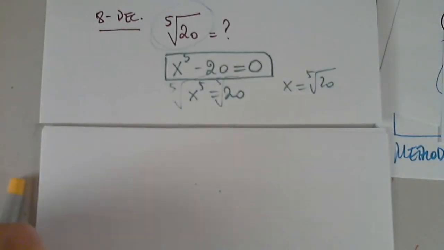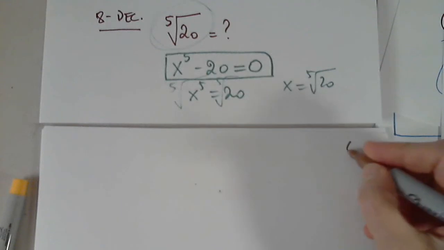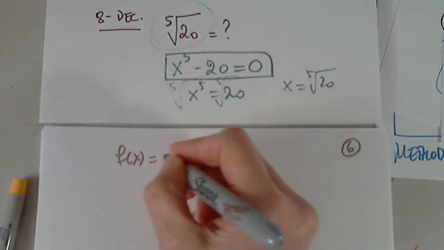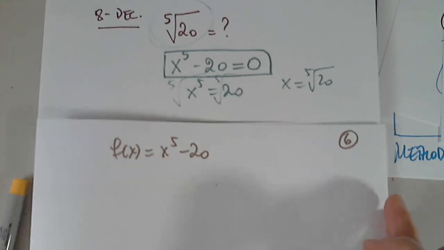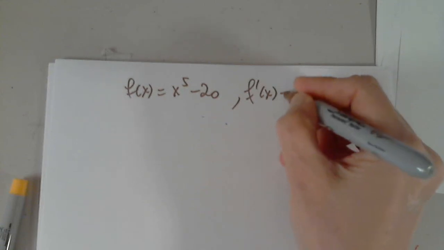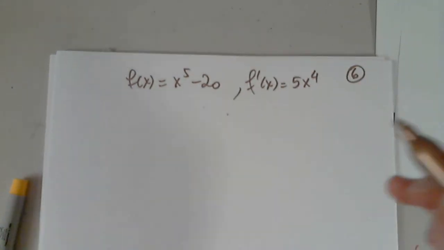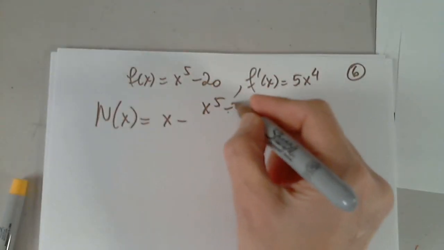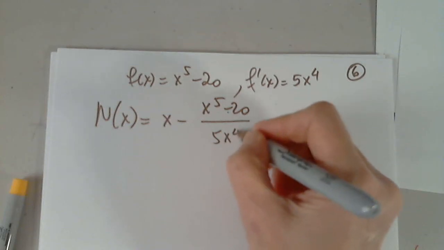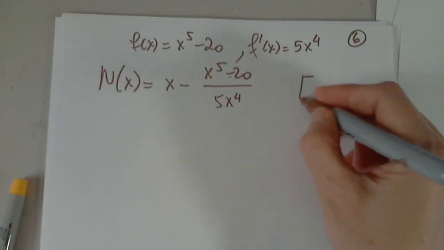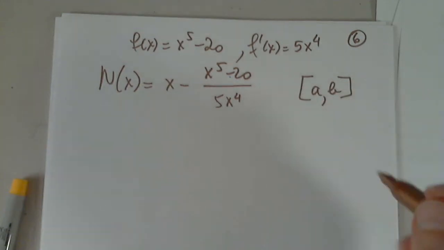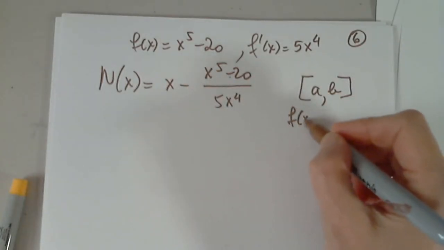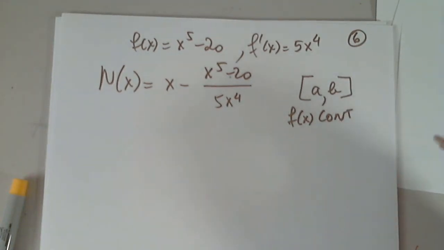So then our function is f of x equals x to the 5th minus 20. I will immediately find f prime of x, which will be 5x to the 4th. I will create my N of x, which is x minus the function x to the 5th minus 20 over 5x to the 4th. I need to find an a comma b. This is a continuous function, f of x continuous, but I have to see where it changes sign.